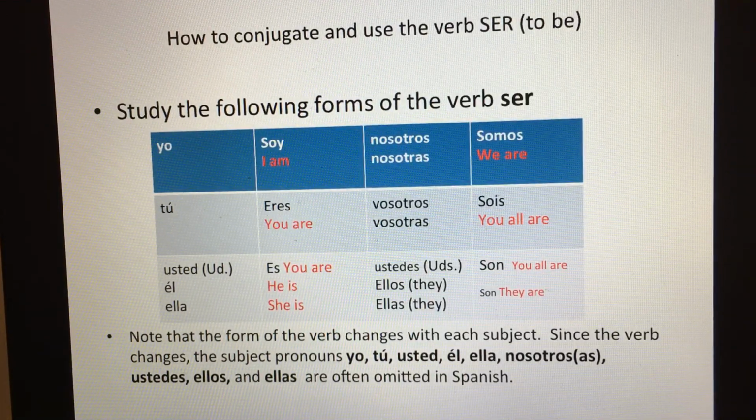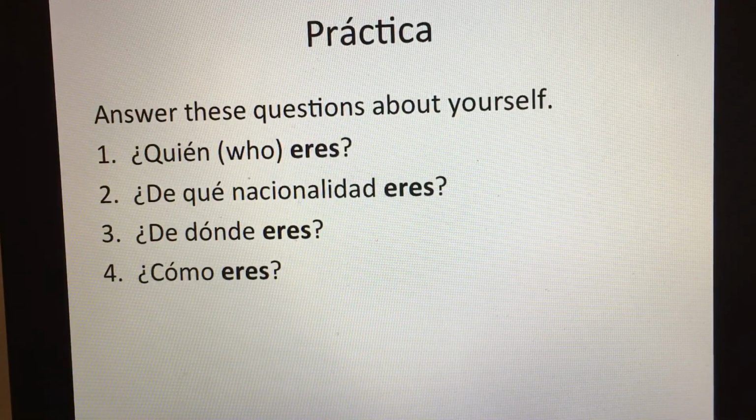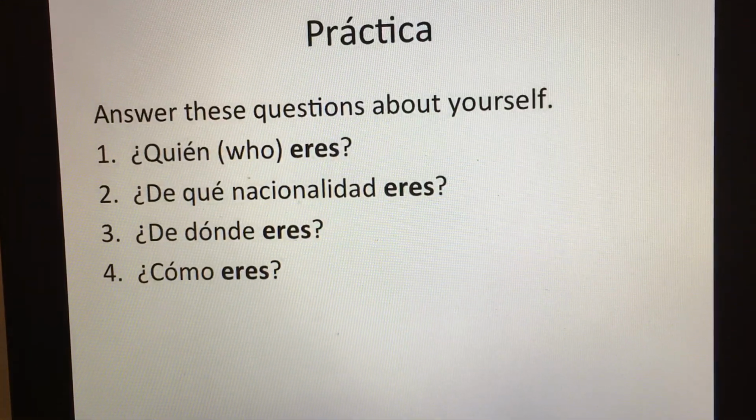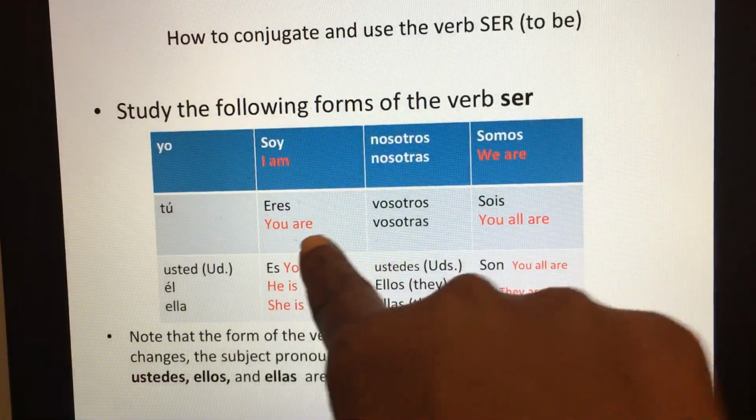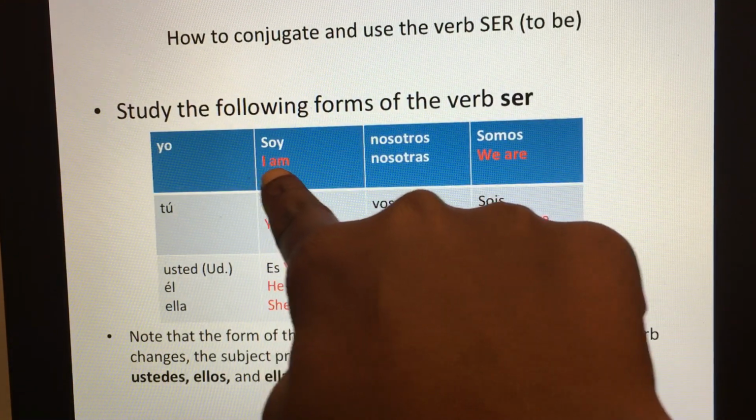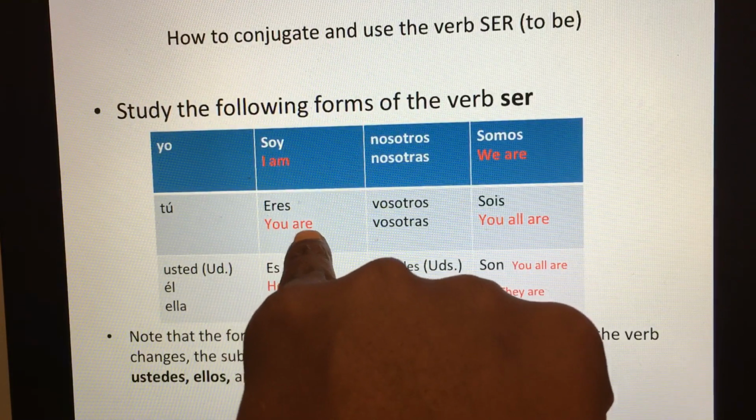Here's a chart with the English translation. You may pause the video to take note. Now it's time to practice. Answer these questions about yourself. Remember, when you're answering questions about yourself, here's the verb eres, but when you respond, you're going to respond back with soy because you want to say I am. In the question, this will be inverted to are you.